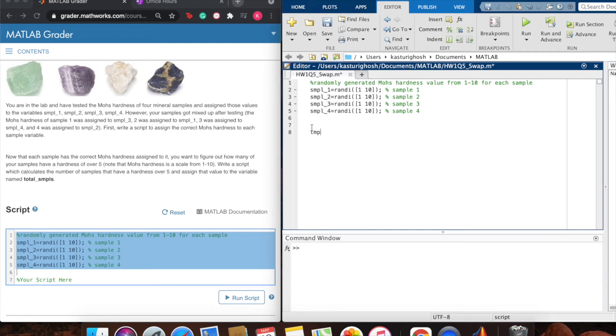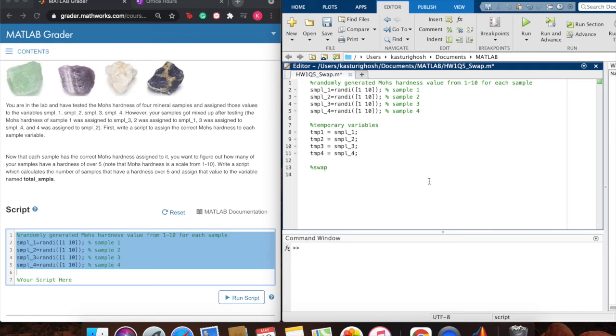So I'm going to say tmp1 equals smpl1, tmp2 equals smpl2, tmp3 equals smpl3, and tmp4 equals smpl4. All right. So these are my temporary variables. Okay, now I need to swap them.